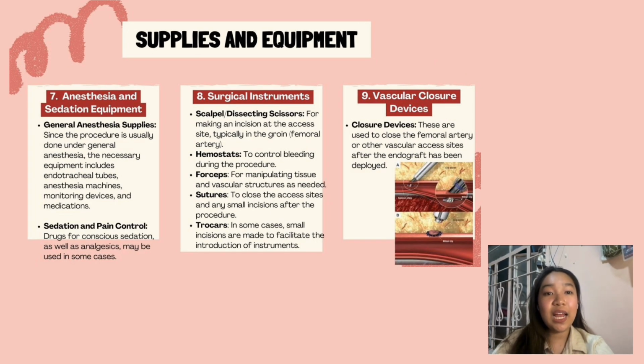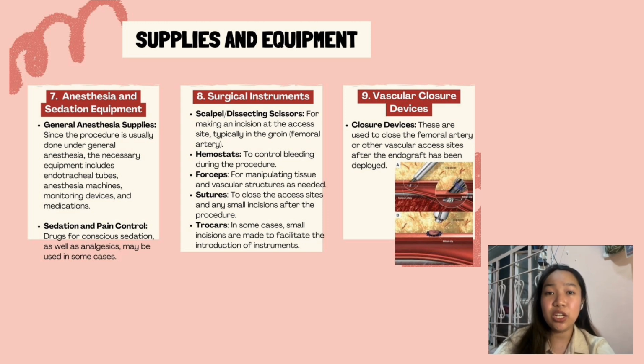Number 7, anesthesia and sedation equipment. Anesthesia and sedation equipment is critical for providing safe and controlled sedation or anesthesia during medical procedures, including surgeries and minimal invasive interventions. Number 8, surgical instruments.